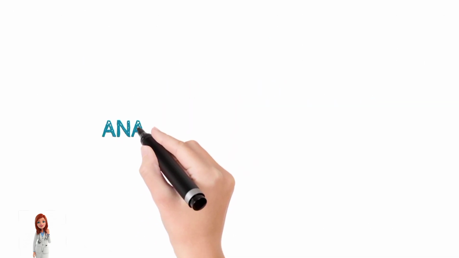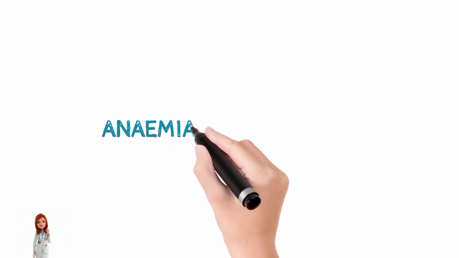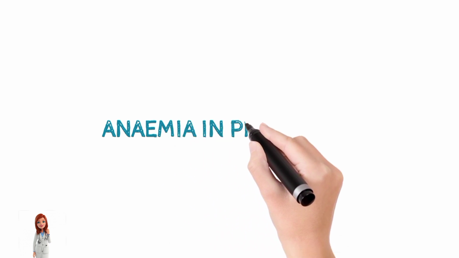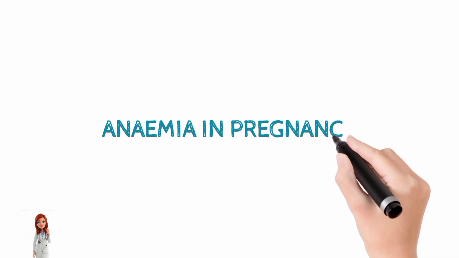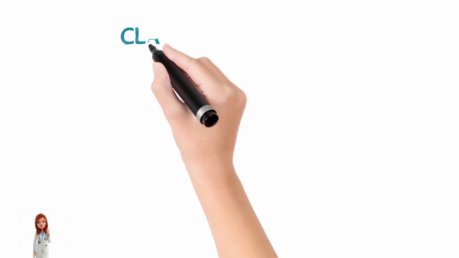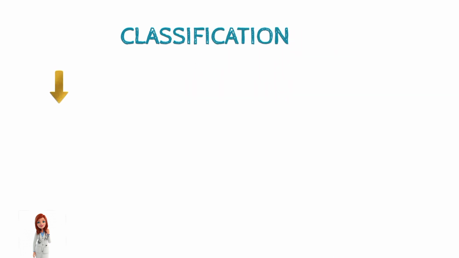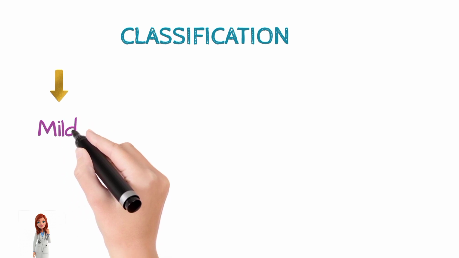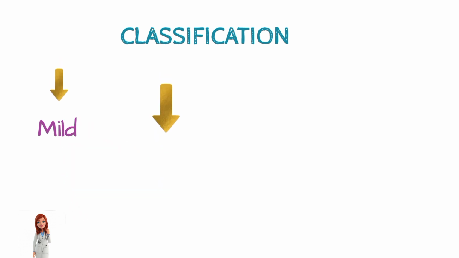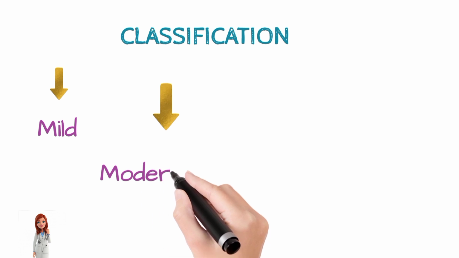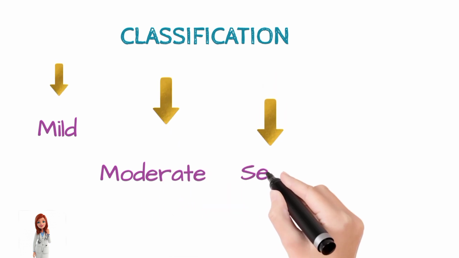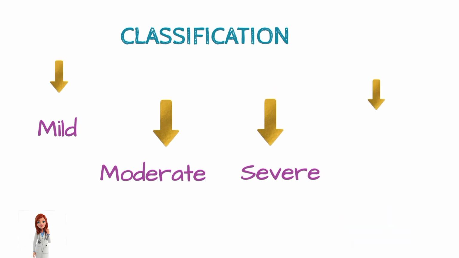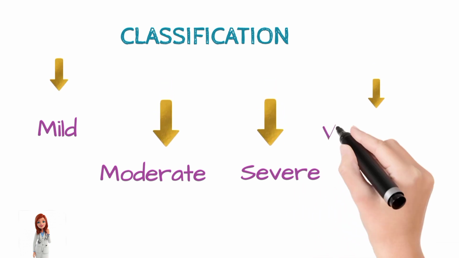Anemia in pregnancy is a condition in which the hemoglobin concentration falls below 11 gram per deciliter and the hematocrit falls below 33%. It has been classified into 4 classes according to the hemoglobin concentration. 10 to 10.9 gram per deciliter hemoglobin occurs in a milder form, 7 to 10 gram per deciliter in the moderate form, less than 7 gram per deciliter in the severe form, and less than 4 gram per deciliter is the hemoglobin concentration in the very severe form.